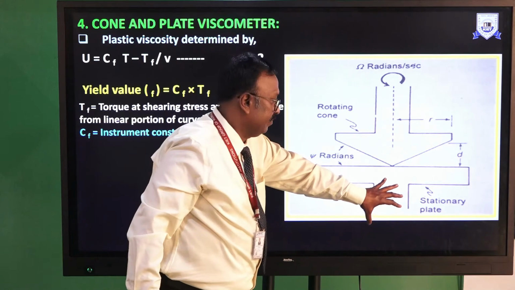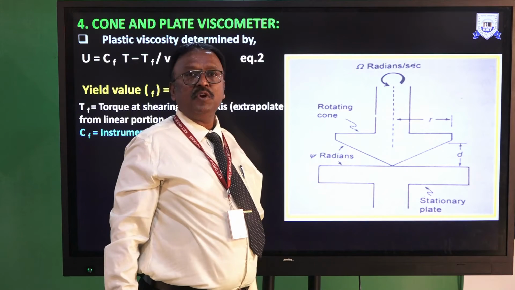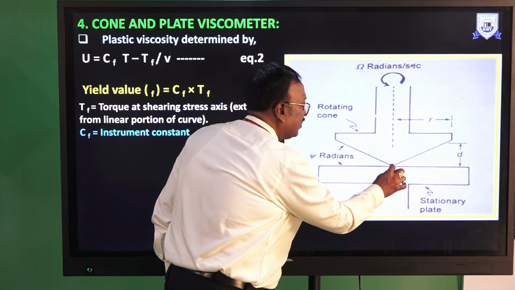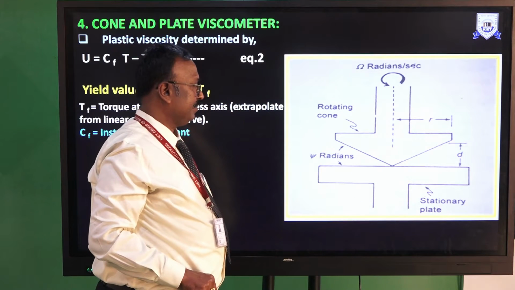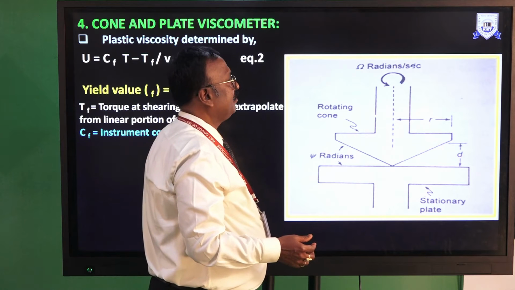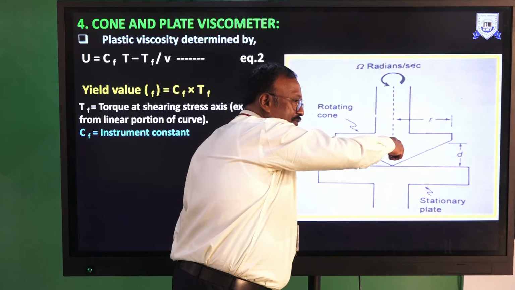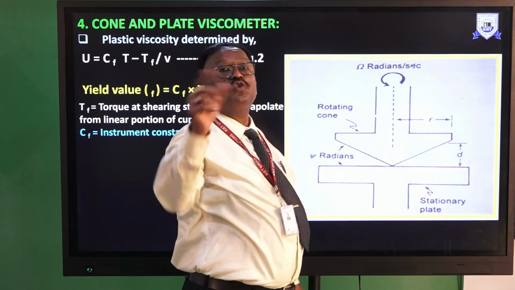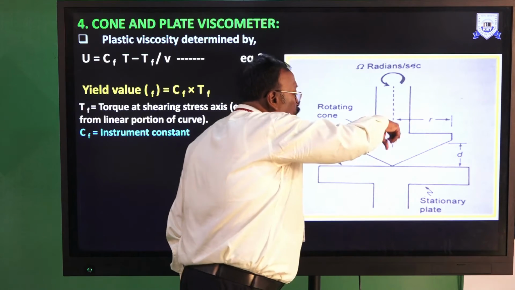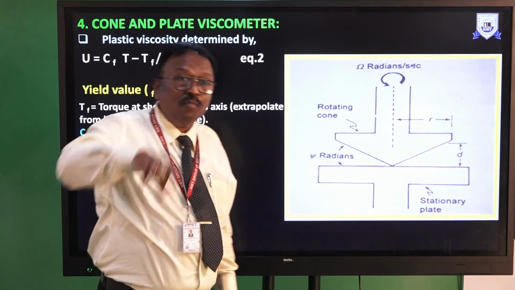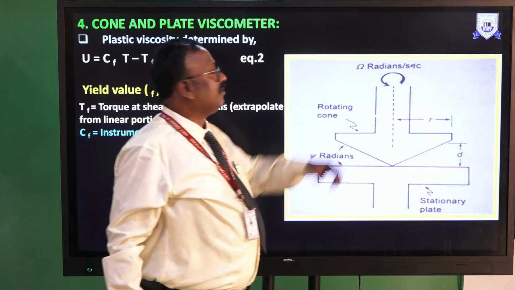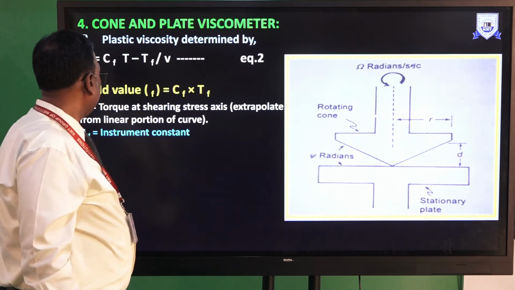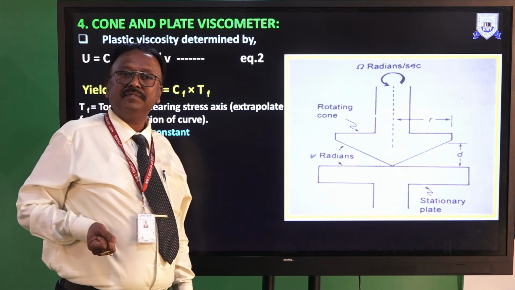This plate is stationary. Whatever sample is to be tested for viscosity, you place it at the center of the plate, and the cone is placed at the center where the liquid is. The liquid is what is to be used for the determination of viscosity, and this cone is rotated. How much rotation there is, the torque value, and the RPM are noted. That will give the viscosity directly.